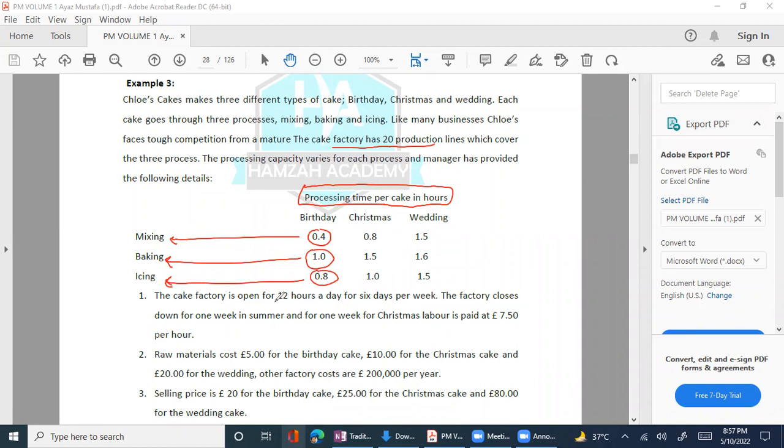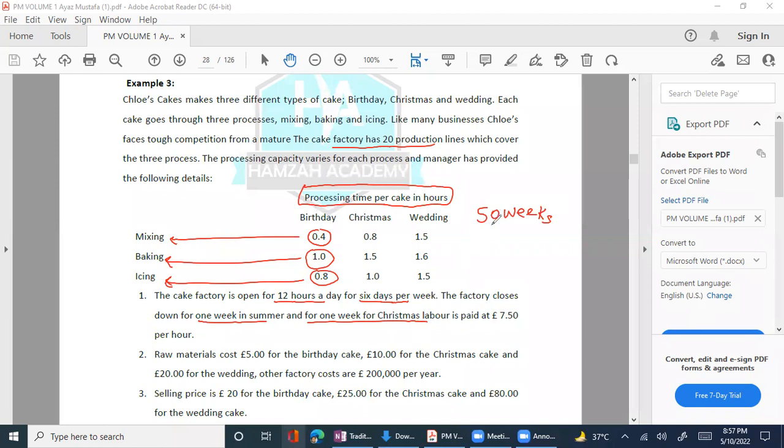The cake factory is open for 12 hours a day, 6 days per week, and the factory closes down for 1 week in summer and for 1 week in Christmas. So basically there are a total of 52 weeks in a year, and it means that there are 50 working weeks, because there are 2 weeks off.